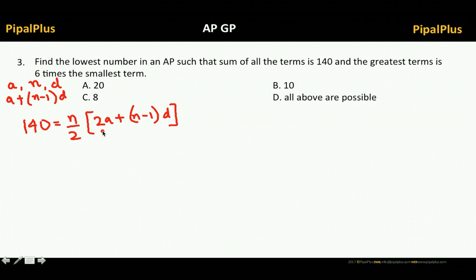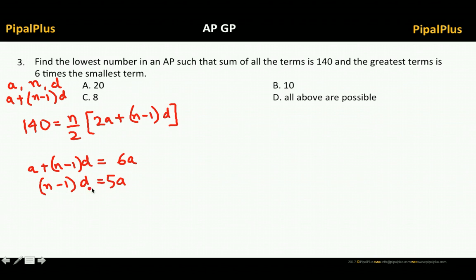Now what we do next is, what we've also been given is that the greatest of the terms, or the last term, which is a plus n minus 1 d, is 6 times the first term. So from there we get a plus n minus 1 d equals 6a. So when we take a to the right hand side, we get n minus 1 d equals 5a, right?